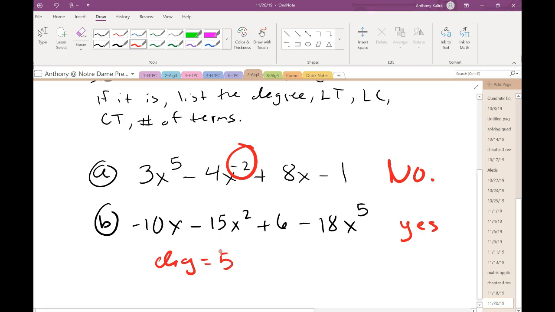So the degree of the polynomial is just the degree for the biggest monomial. So if I look at the terms there, I have a degree 1, a degree 2, a degree 0, and a degree 5. 5 is the biggest degree for the monomial. That's the degree for the polynomial. Everybody kind of remember that now?